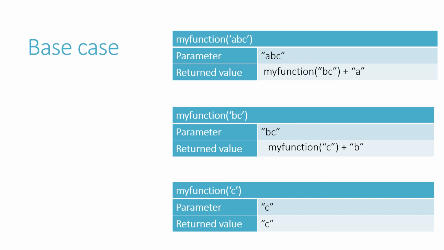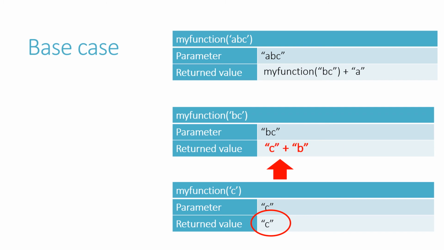So what's happened inside computer memory? We've opened my function 3 times. Firstly with the parameter ABC, secondly with the parameter BC, and thirdly with the parameter C. That third time is the base case because it returns just the simple letter C. It doesn't call any more versions of the function. So that is the returned value of my function C. And that returned value is passed to the version of the function where it was called. And we can substitute my function bracket C is C.